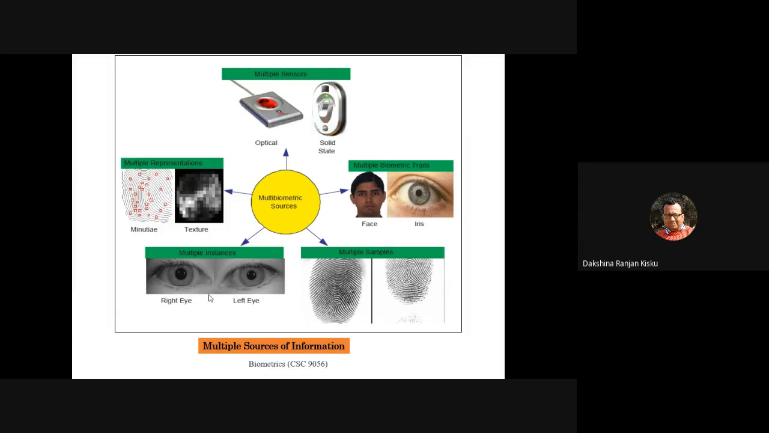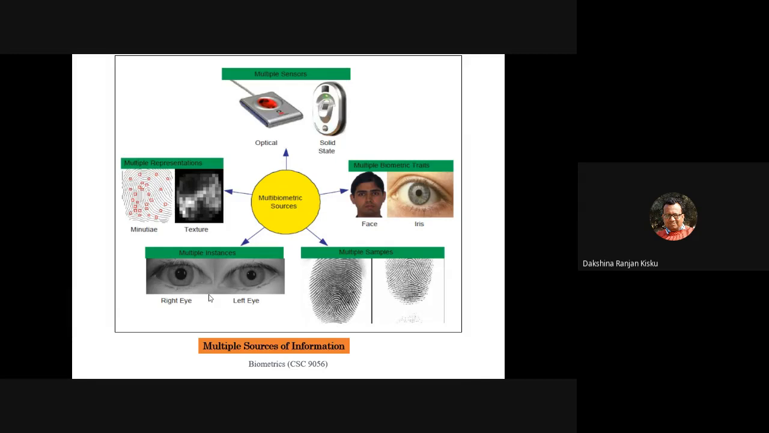And whenever we have this type of information, then we can put these two pieces of information together for fusion and develop a fingerprint biometric system or some other biometric systems that have similar multiple representations. We can use these multiple algorithms to have a multi-biometric system or multimodal biometric system.